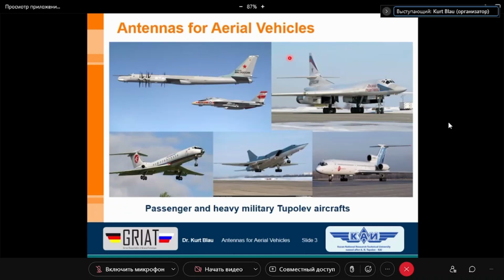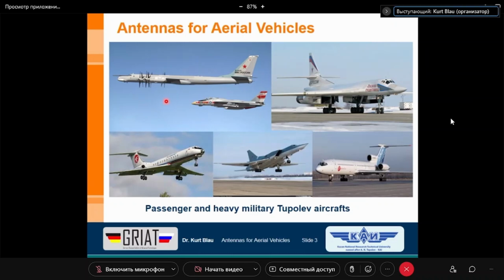Okay, here we can see some examples of aircraft from Tupolev, passenger and heavy, for instance military Tupolev aircraft. I think a lot of them you will know. And if you look at a single aircraft, you cannot see in the first moment where the antenna is, or where the antennas for the different radio services are. For instance, weather radar is necessary, and a lot of other things. And I will show you later that a lot of these antennas are not only nice to have. In international air traffic, it's a must. We will see this later on.